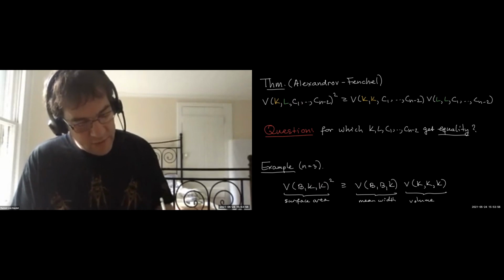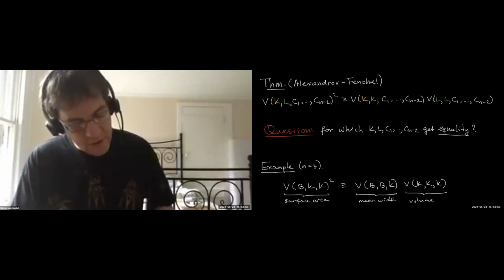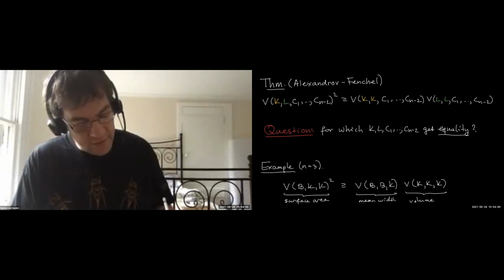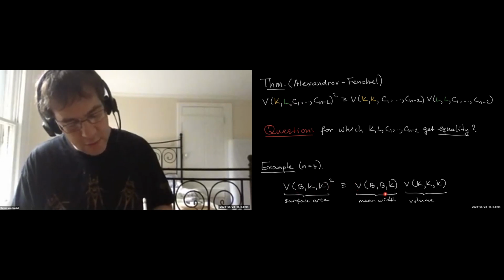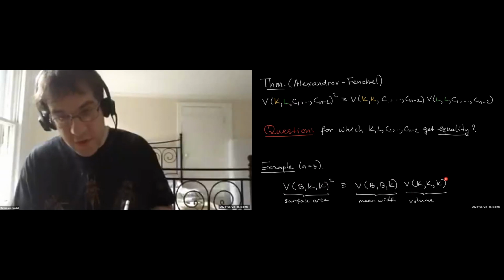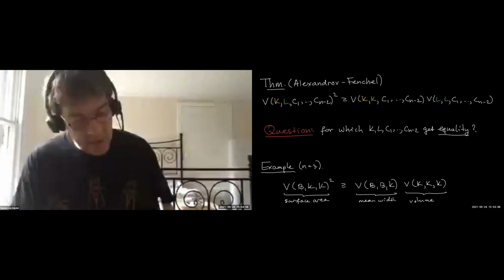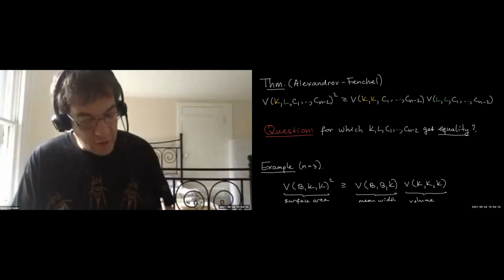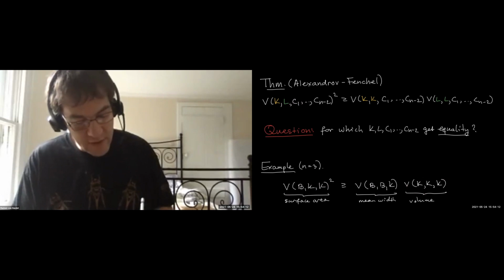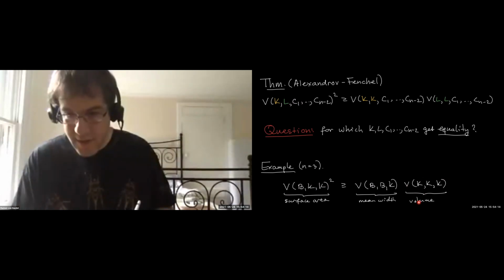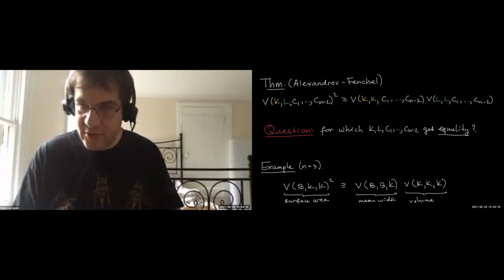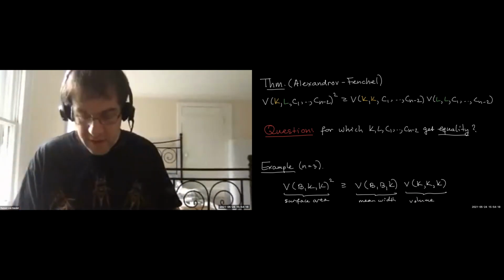And if you remember on the previous slide, these particular examples of mixed volumes were very familiar because this one over here is proportional to surface area. This one is proportional to mean width, and this is just the volume of K. So this is a geometric inequality involving 3 parameters: surface area, mean width, and volume. And those are exactly the parameters that I started with on one of the first slides.